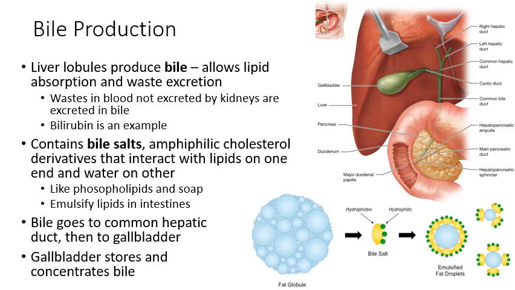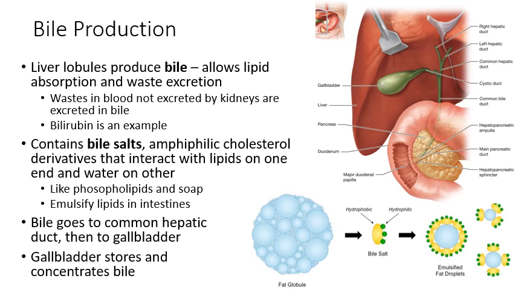A big example of a waste that is excreted that way is bilirubin from the degradation of heme. So that is put into bile by the liver. Some of it is actually reclaimed ultimately and is excreted by the kidneys as urobilin, and the rest of it is excreted in the feces as stercobilin, and it gives the feces its brown color, actually.